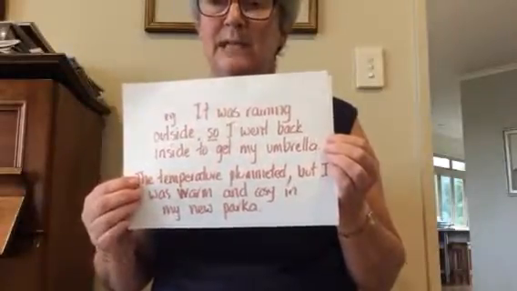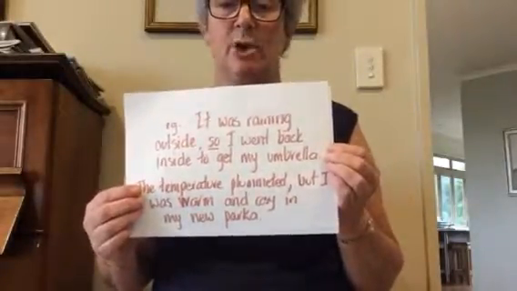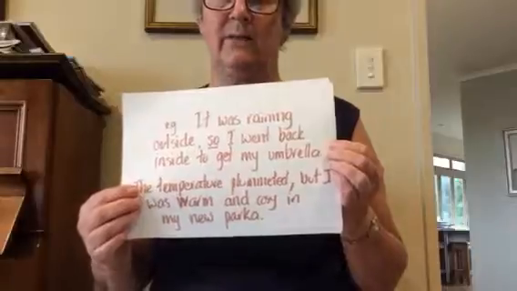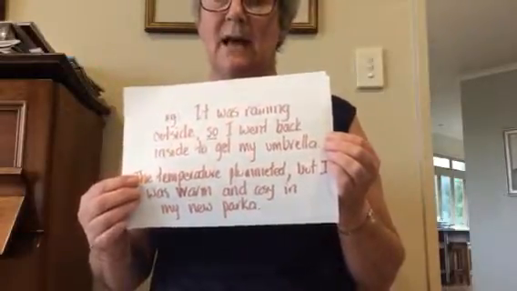So some examples for a compound sentence. It was raining outside, so I went back inside to get my umbrella. Or, the temperature plummeted, but I was warm and cosy in my new parka. So in both of these cases, the sentences either side of the conjunction, the so or the but, are complete sentences that make sense when they stand alone.